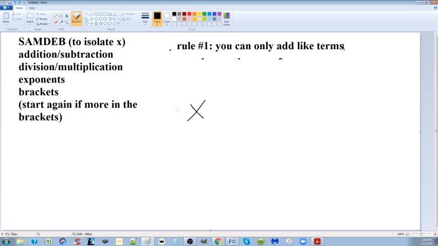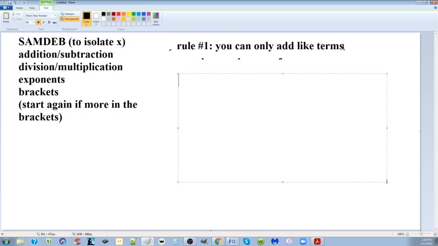So x is the same way. X has an invisible 1 multiplying it. It's also over 1. It has a power of 1. This power of 1 is important. And for you to understand it, you're going to have to go back to your numbers and learn your rules for exponents. And here's the rules of exponents.